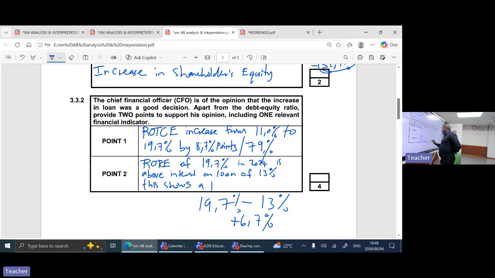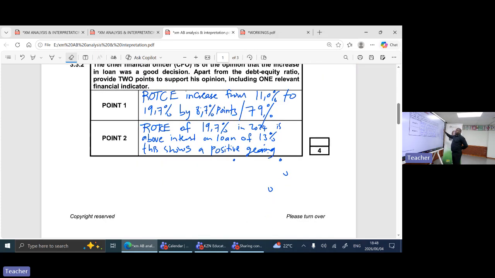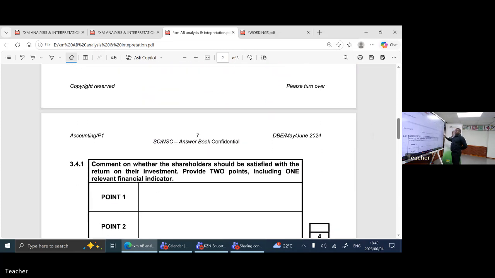So this shows a positive gearing. This amount is positive, right? No, this percentage is positive. This is why you are saying here it's positive gearing. But if your ROTE was 13 and your interest was 19, you would get 6, which is negative. Then you say negative gearing, right? So in this case, the amount is shown like this. So it's a positive gearing. Done with 3.2.